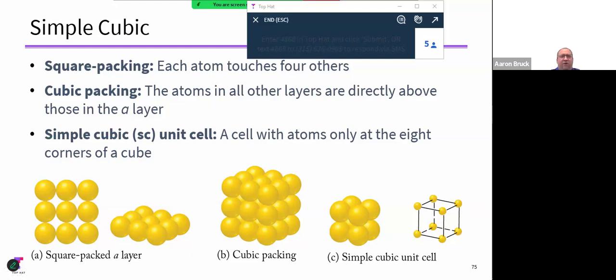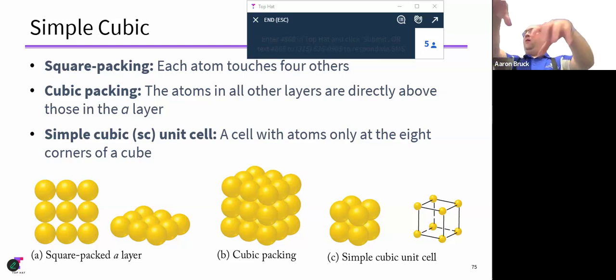So here's our first unit cell type. It is called a simple cubic. Simple cubic because it is just something called square packing. And it's exactly what it sounds like. I have a single row of atoms and I just layer them on top of each other directly.